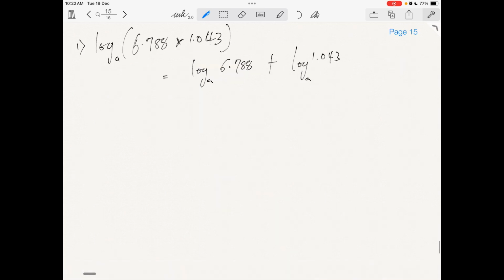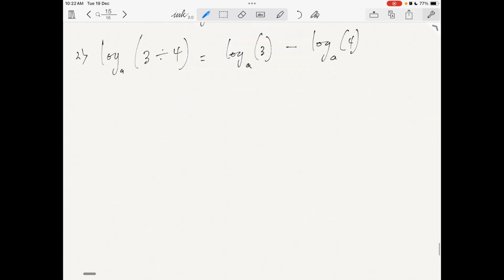Okay, and let's have number 2. Let's have log a of 3 divided by 4. So this will give me log to base a of 3 minus log to base a of 4.